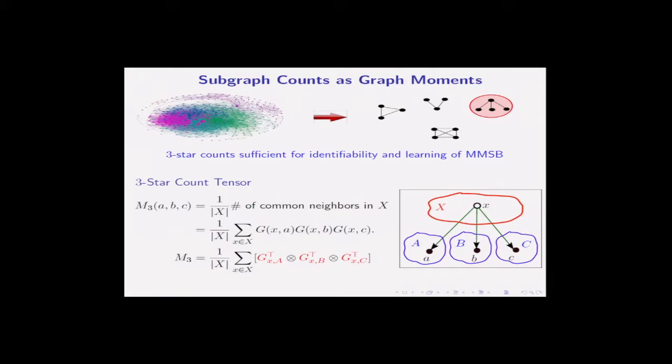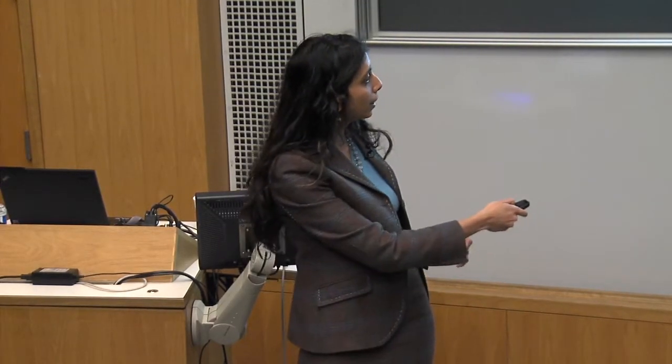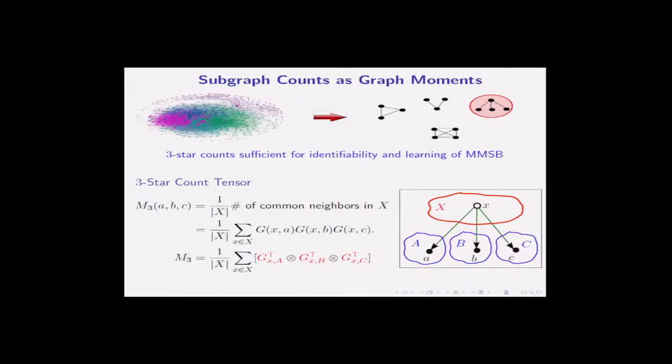If G is the adjacency matrix, it's exactly this. You want all these 3 edges to be on, and then you're counting over all the set X how many such edges are on. And I'm normalizing it by the size of the set. So this is essentially like counting. Think of it as a 3rd order moment for these triplets of nodes. So this is a 3rd order tensor. For every triplet, I'm asking how many common neighbors there are.